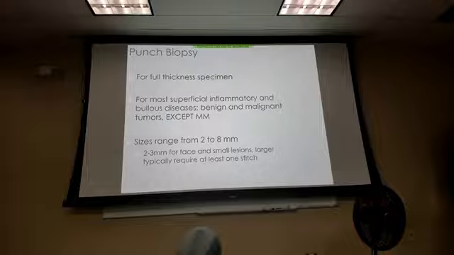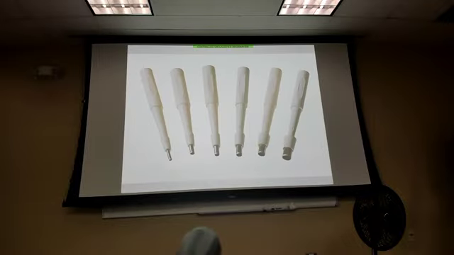2 to 3 millimeters for the face and small lesions. Larger ones typically require at least 1 stitch. So if it's a smaller one, then we don't have to use one, but if it's larger, then we will. And that is what they look like. So you can see some of the smaller ones, that one up there. Again, we always want the punch biopsy blade to be larger than what is being chopped off.